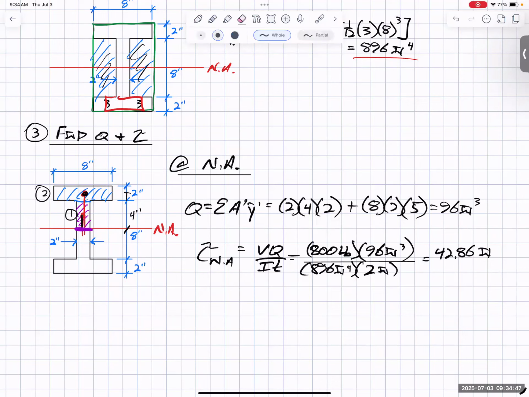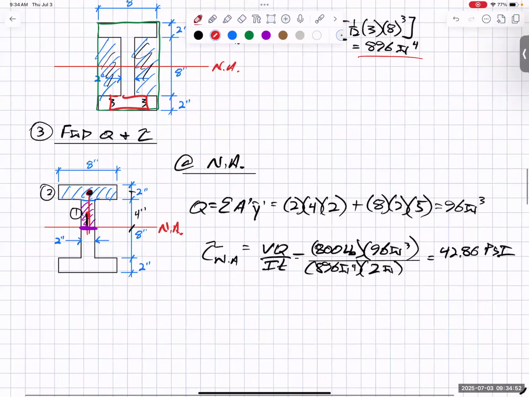42.86 psi. Cool. And that is actually the maximum.